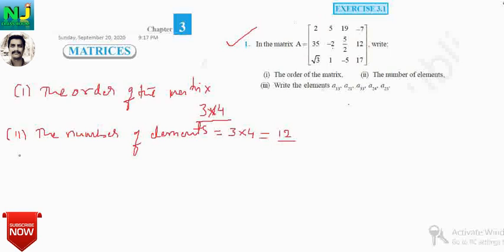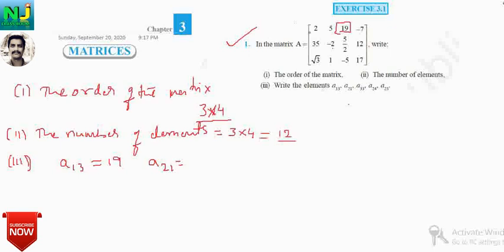Now we go for the next one, that is part 3 of the problem. Write the elements of A13. A13, what is that? First row, third column. Go for the first row, third column: 1, 2, 3. This is what is called the first row, third column. So A13 is equal to how much? 19.